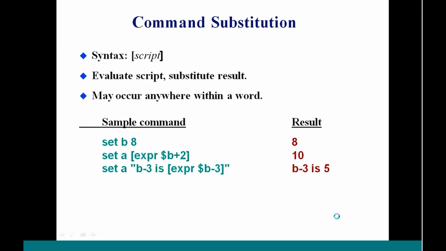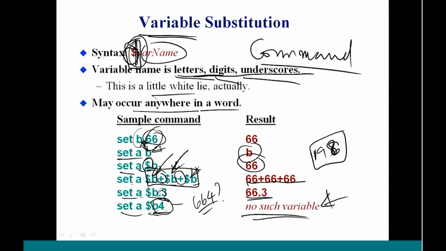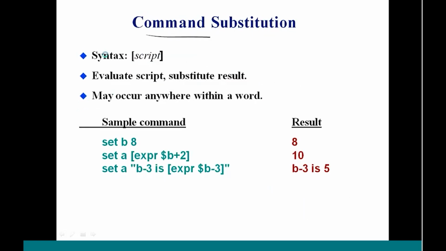Now the second aspect that I talked about, which is the command substitution. For the variable substitution, the key character is the dollar. For the command substitution, the key characters are the square brackets. Any script embedded within square brackets, it interprets as a command and then executes that command. So essentially it is evaluating the script and then substituting the results. And it may occur anywhere within a word.